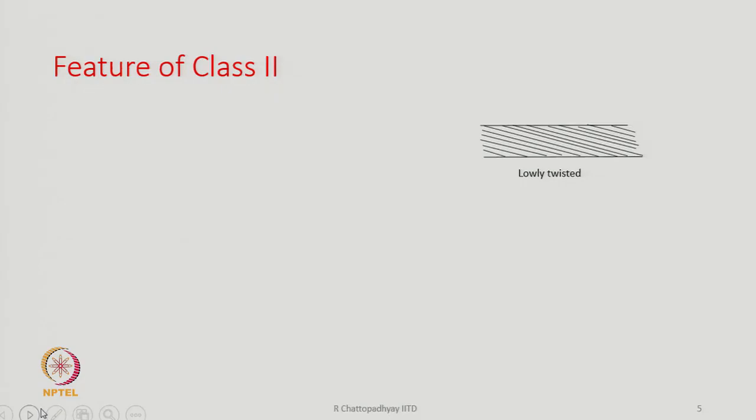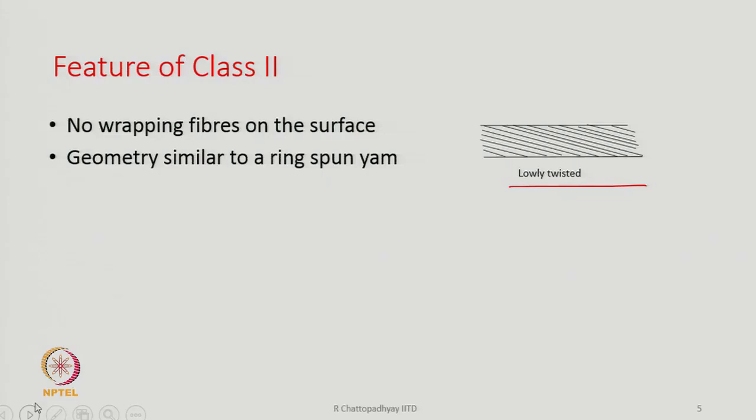So, we now go to the class 2 type of structure of the yarn, and a sketch is shown here. What we find here is that the fibers are slightly twisted and there is no wrapper on it. There are certain parts of the yarn which are devoid of wrappers, and the fibers there are slightly twisted. So, no wrapping on them, they are slightly twisted. These parts of the yarn will be very similar to ring spun yarn. There are certain zones where we will see this kind of structure of the yarn.